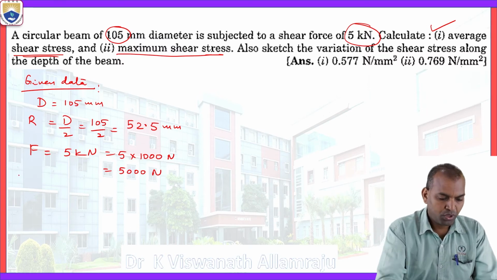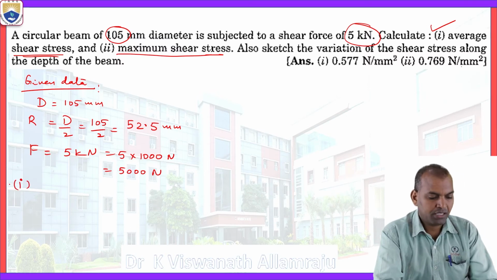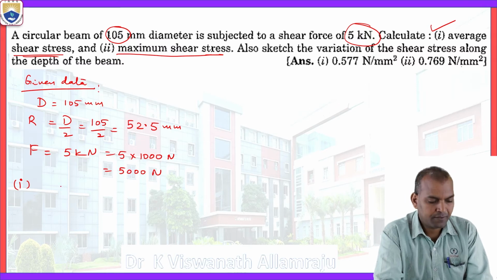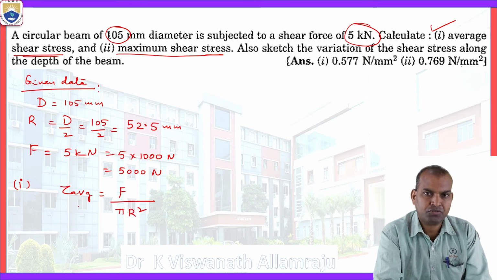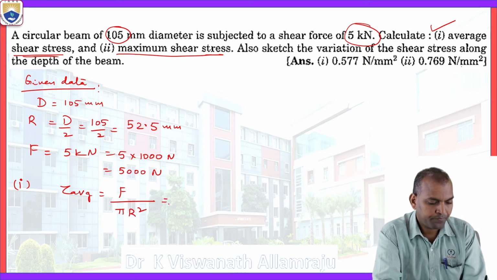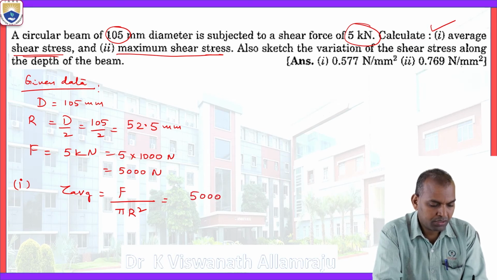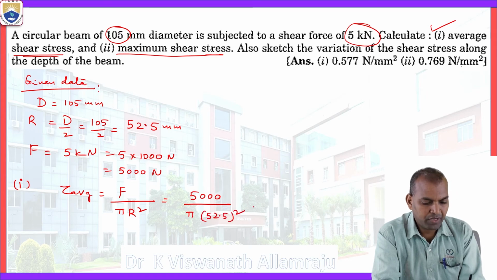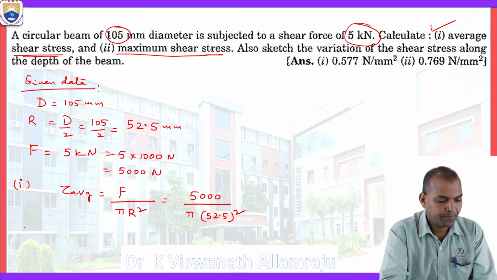Next, objective 1. What is objective 1? Here it is, the average shear stress. The average shear stress equals shear force divided by the area of the cross section, that is pi r square or pi d square by 4. What is the radius here? For shear force 5000 newtons divided by pi times r square. What is the r value? 52.5 whole square. This value gives the average shear stress.